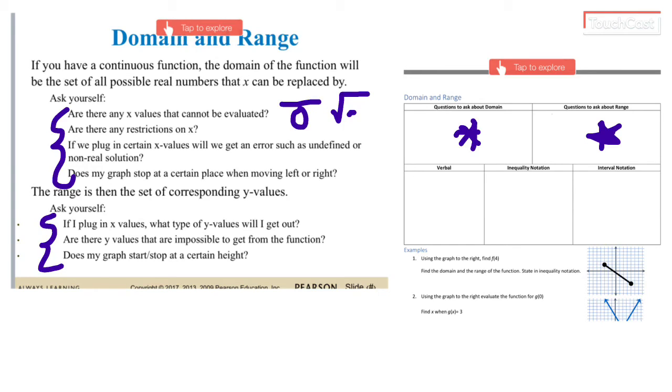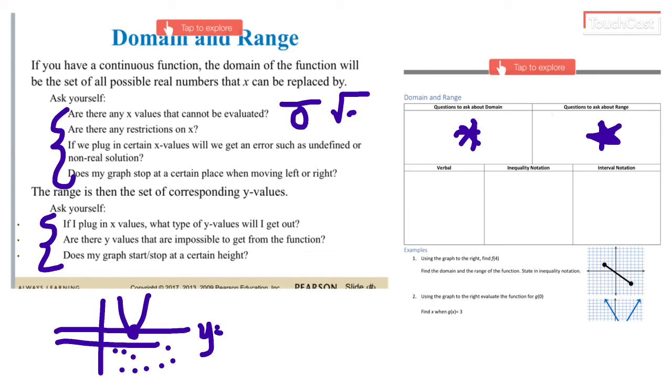And then with our range, what you can think about is if I plug in all of my x's, what are the y values that I'm going to get out? Does it start at a certain point? Like if I had a graph that looked like this, here's the bottom of it. There's no graph down here anywhere. It's only starting at this. And so we think about what is that y equal to line, and we start there and then go to positive infinity.